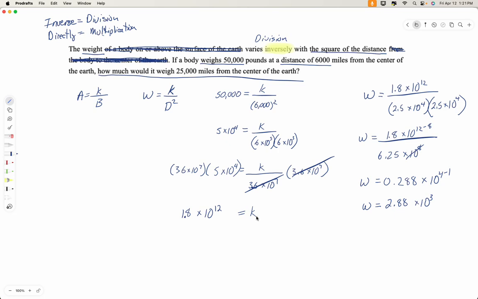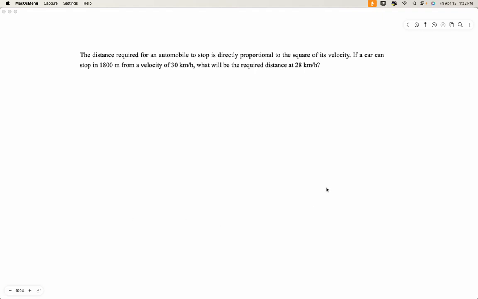All right, so let's look at the next problem. All right, so here we have the distance required. So there's our keyword. Distance is one of the things we're going to be talking about. So let's go ahead and underline that. The distance required for an automobile to stop is, so that's our equal sign. So distance equals, D equals, directly. So D directly is multiplication. So this is going to be multiplying. We're going to multiply because it says directly to the square of its velocity. So we're going to multiply K times the square of its velocity. So velocity squared. This is the formula we're going to use because it's direct, it's multiplication.